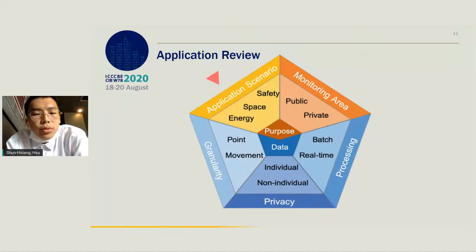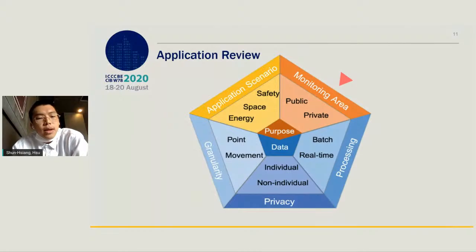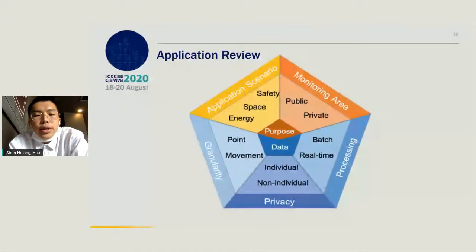In the aspect of purpose, we should clarify the application scenario at the very beginning, and then define whether the monitoring area is public, because monitoring a private area encounters more serious privacy concerns. After that, for the aspect of data, we should define what kind of data is needed. Then we have to decide the time scale at which we process our data. For cases requiring immediate response like lighting control, only real-time processing can satisfy this requirement. For the others, batch processing is suitable for pattern analysis.